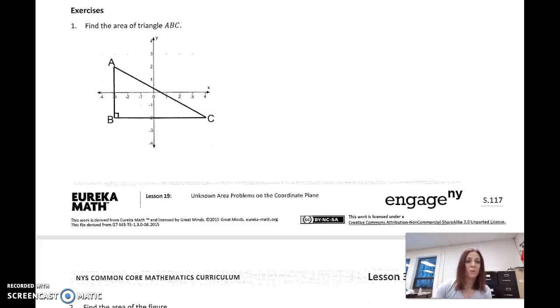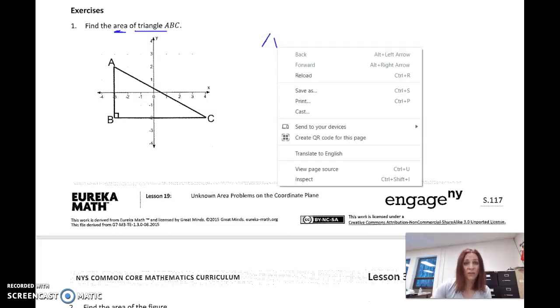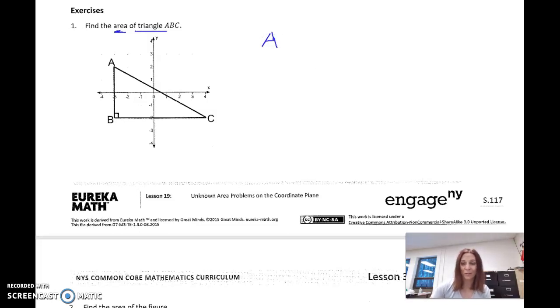Okay, so number one says find the area of a triangle. The very first thing I'm going to do, or try to do at least, is write down the formula for area of a triangle. Again, I'm comfortable going 1/2 times the base times height. If you would like to use base times height divided by 2, that's fine as well. We don't have that information given here.